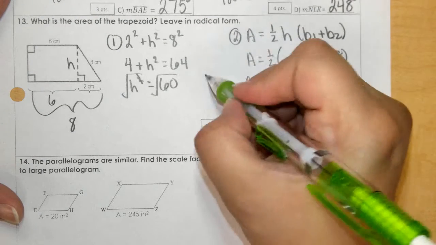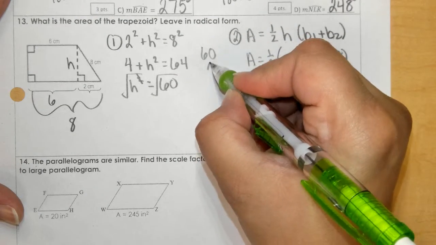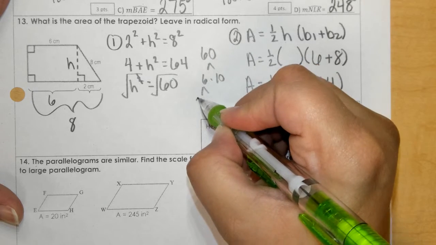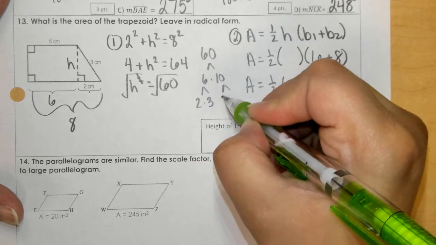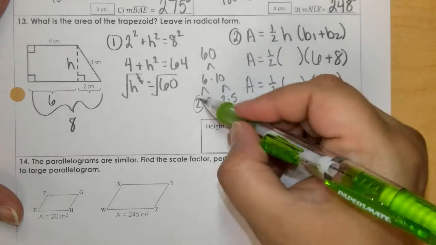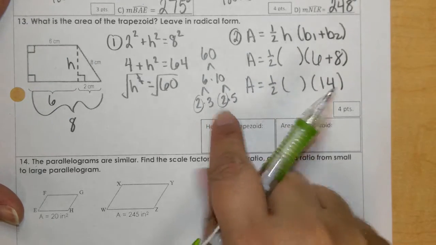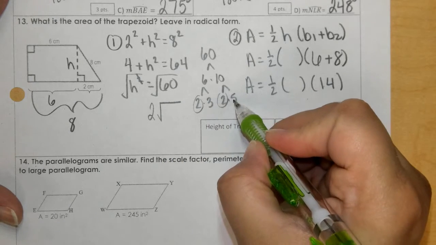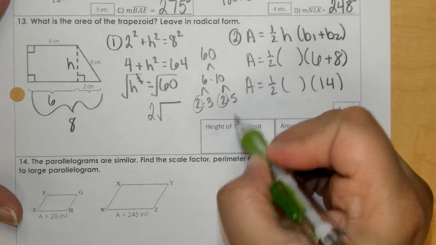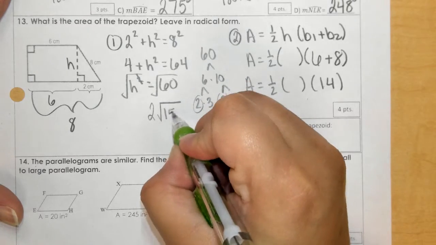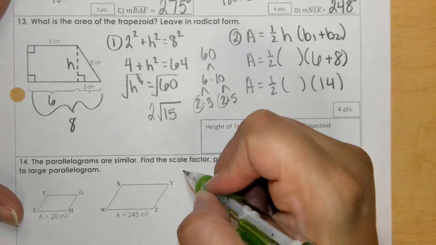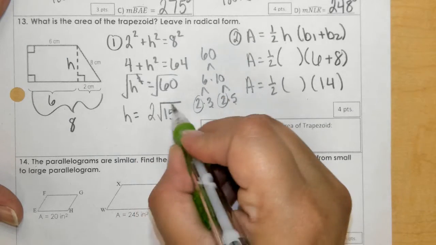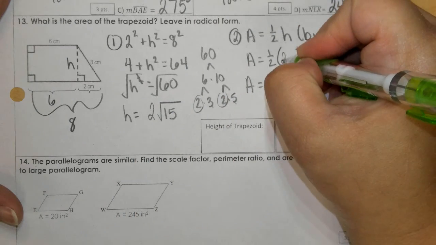And this 60 needs to break down. So I would have 6 and 10. And we can see that we have a pair of 2's here. So the 2 goes on the outside. And anything that is left over, I multiply and I put back inside of the radical. So in this case, 3 times 5 goes back in, which is 15. This is your height. So I take this in radical form and I plug it in for the height.